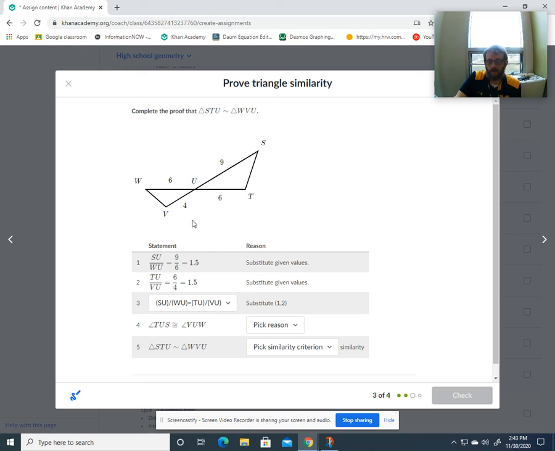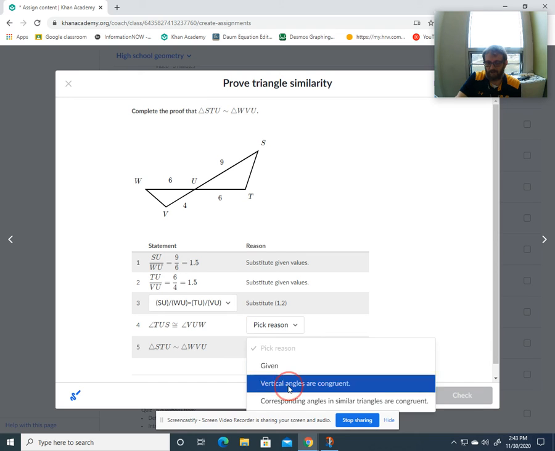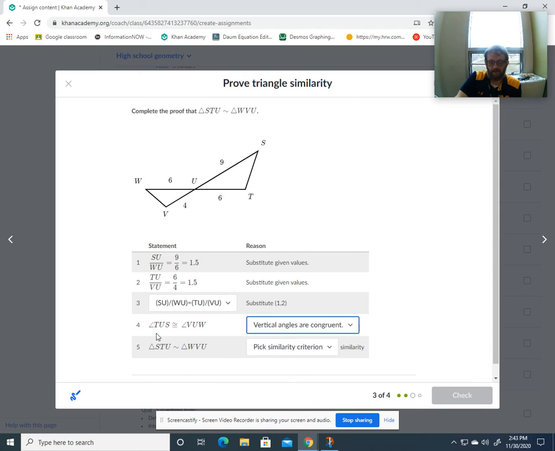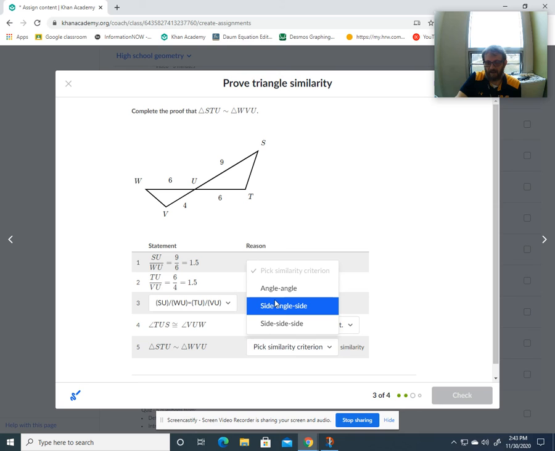So now, how do we know that we have the angles being congruent? Why is angle TUS congruent to angle VUW? Well, they're vertical angles. They're directly across from each other at an intersection. And then, how do we know they're similar? Well, we have side, angle, side. We've got side, angle, side.